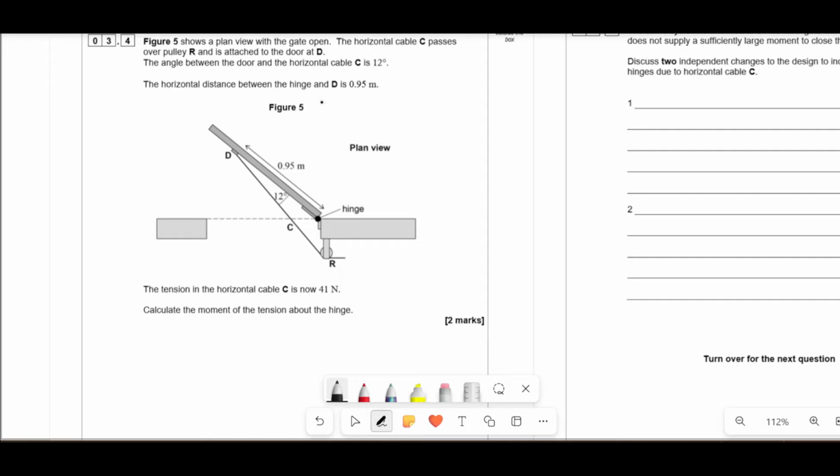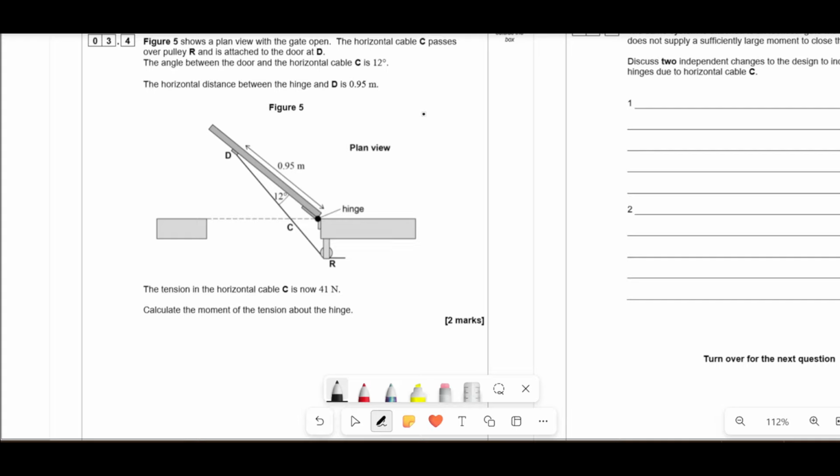So now it says, figure 5 shows a plan view with the gate open. The horizontal cable C passes over this pulley R and is attached to the door at D. So there's the nice little cable there. It passes over this pulley R, and it might go somewhere else, and then it's attached to D. The angle between the door and the horizontal cable C is 12 degrees. So this angle there, fine. Then it says the horizontal distance between the hinge and D is 0.95.